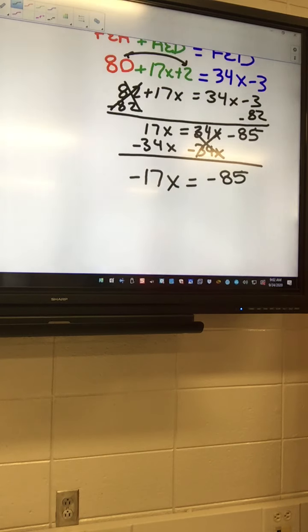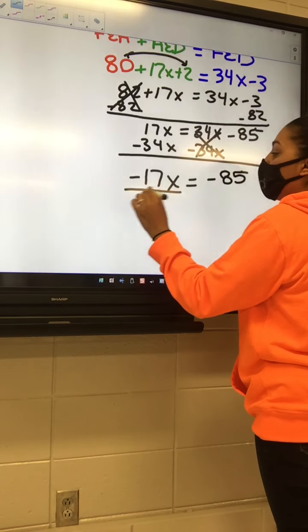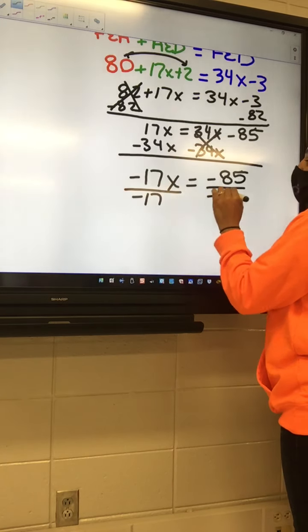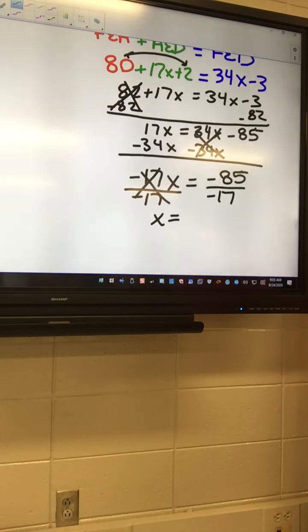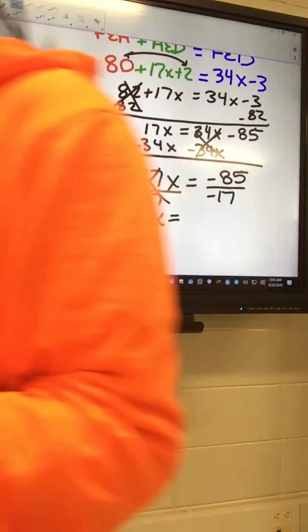Negative 17x. Okay, then what's our last step always? Divide. Something doesn't feel right, but maybe it is. What is negative 85 divided by negative 17?